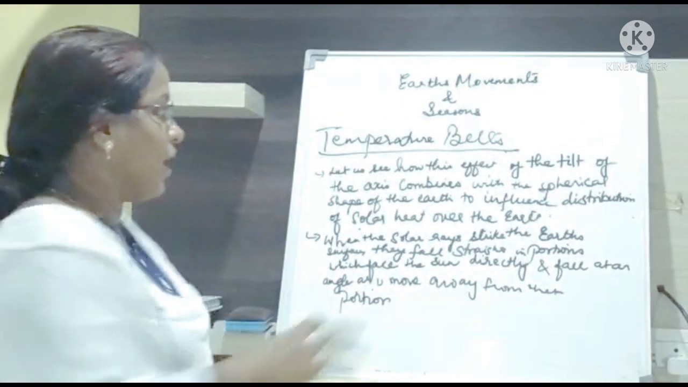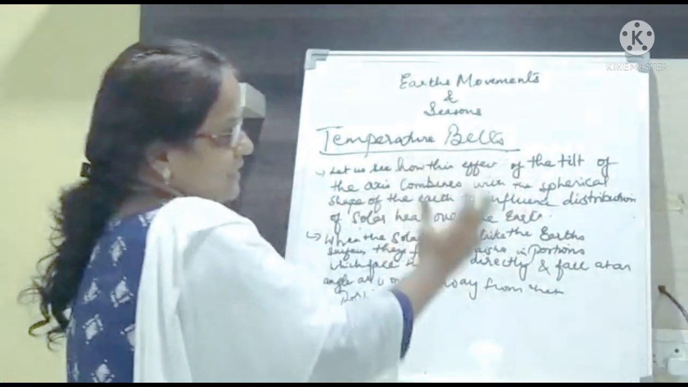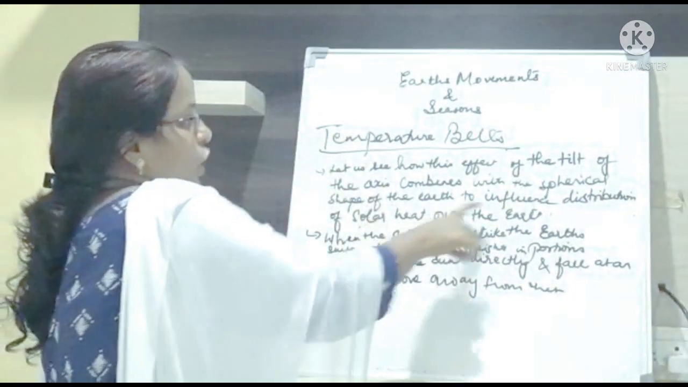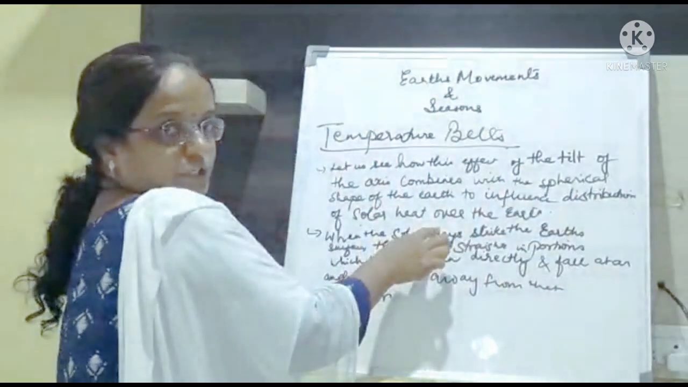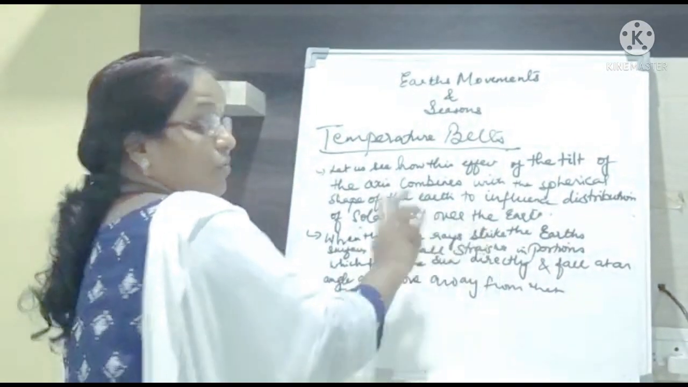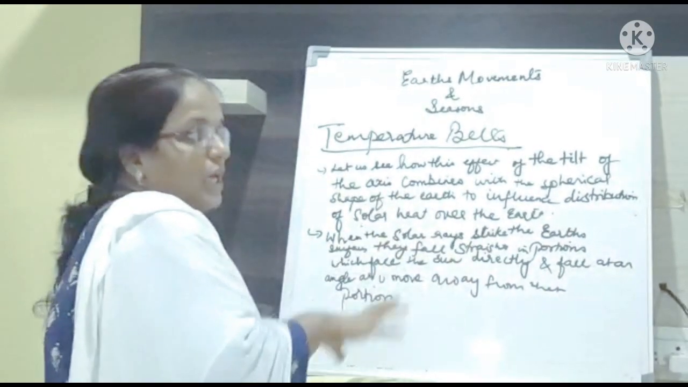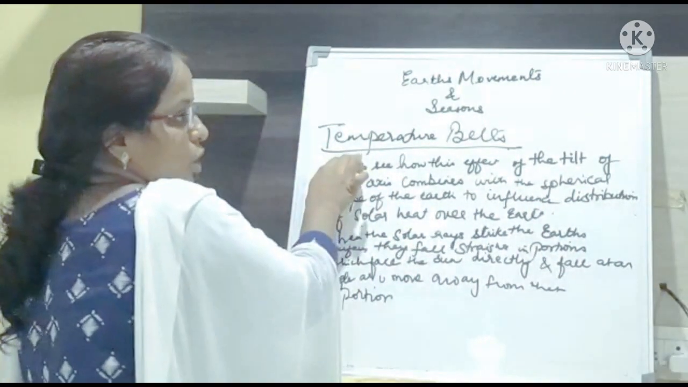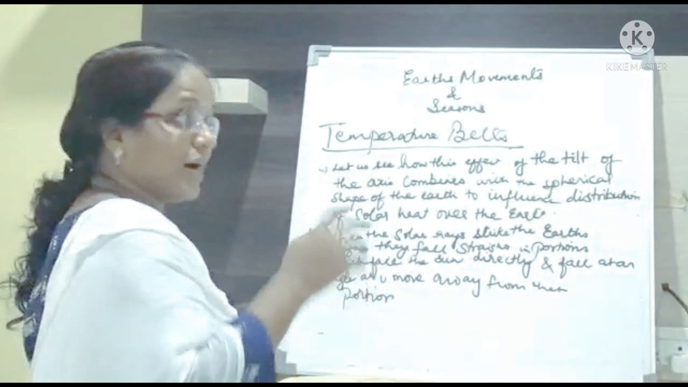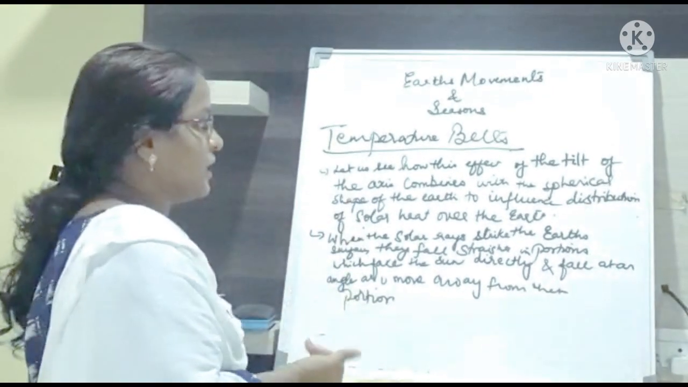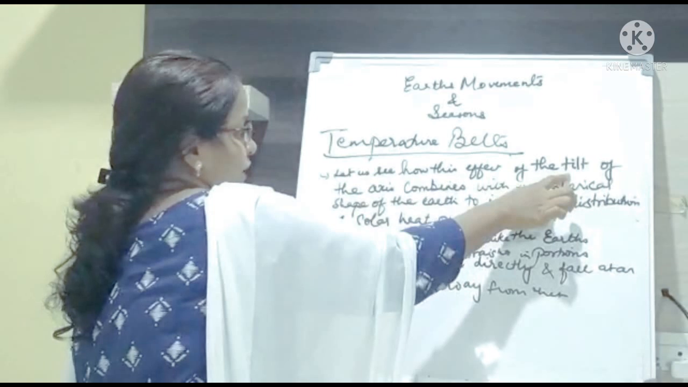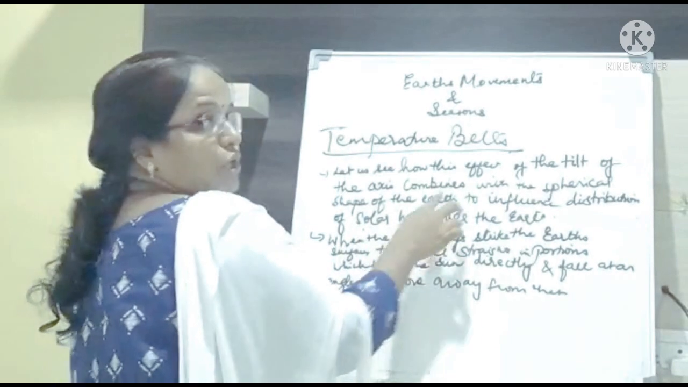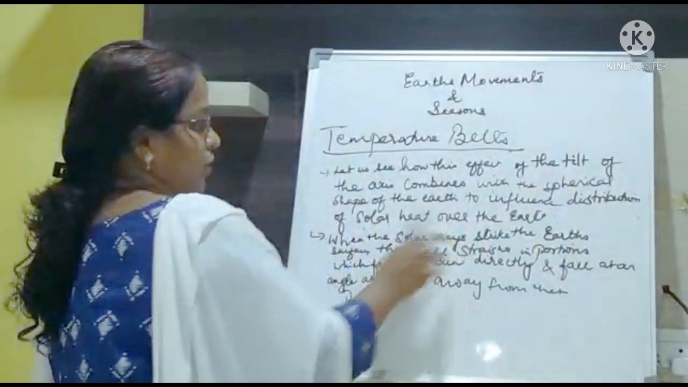That is nothing but how the tilt of the axis of the earth combines with the spherical shape of the earth to influence the distribution of solar heat or solar radiation over the earth. How is it affecting? Because of this effect only, we have three temperature belts: the tropical, the temperate, and the polar belt. Why those three belts have occurred is because of the effect of the tilt of the axis of the earth combined with its spherical shape.